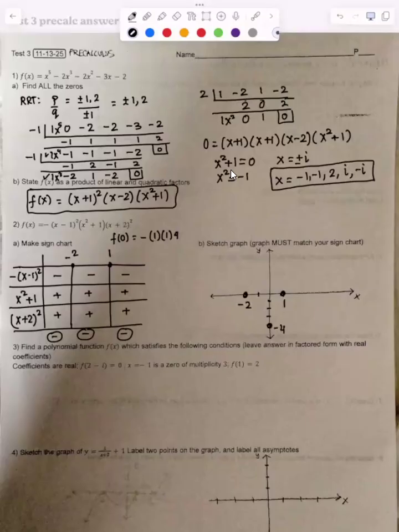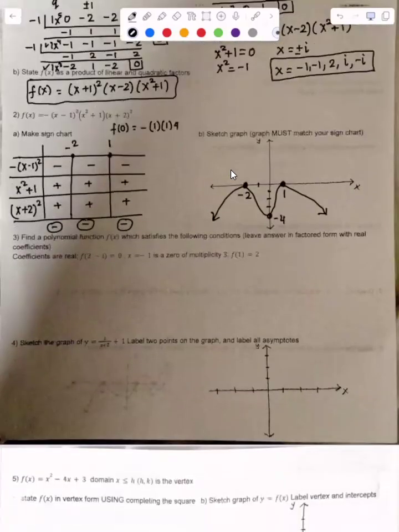Okay, to the right of 1 we are negative. We hit the 1. We have to stay negative, so bounce off. Go through the y-intercept. Hit negative 2. To the left of negative 2, we are still negative, going to negative infinity. That's it.